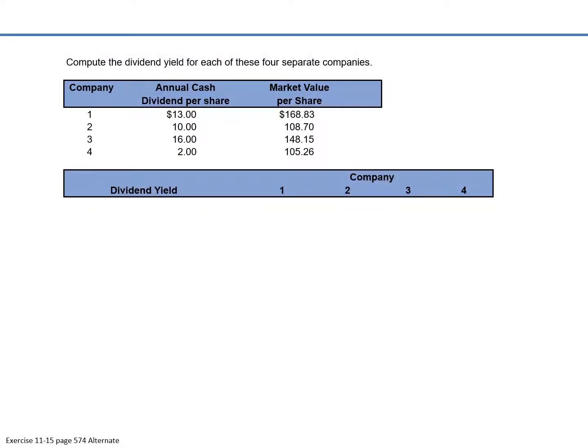All right, same idea here. Why don't you take a minute and compute the dividend yield for each of the 4 companies, and then identify which company would likely be classified as not an income stock or as a growth stock.